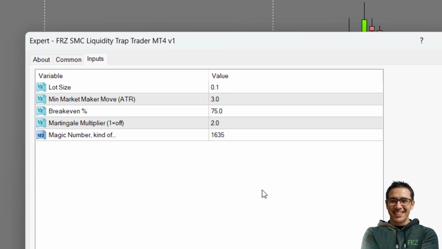The second setting is the size of the market maker move in ATR. This is the crucial setting that determines what kind of breakouts are recognized by the EA. The size is given as ATR or average true range. If you increase this setting, the size of the breakout recognized by the EA will also increase and you will have fewer trades. Similarly, if you decrease it, you will have more trades as smaller breakouts would qualify for potential trades.